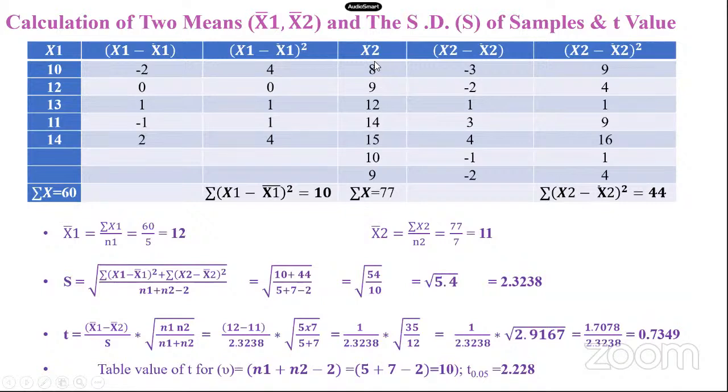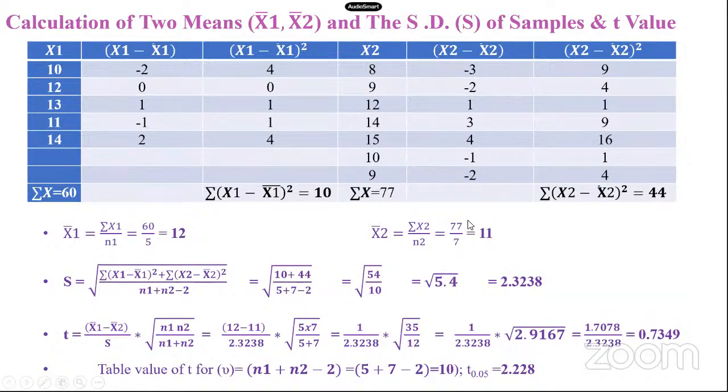Second sample x2. The addition of 8, 9, 12, 14, 15, 10, 9 is equal to 77. Total number of observations are 1, 2, 3, 4, 5, 6, 7. So sum of x2 is 77 divided by n2, which is 7. So 11 will be the mean of the second sample.